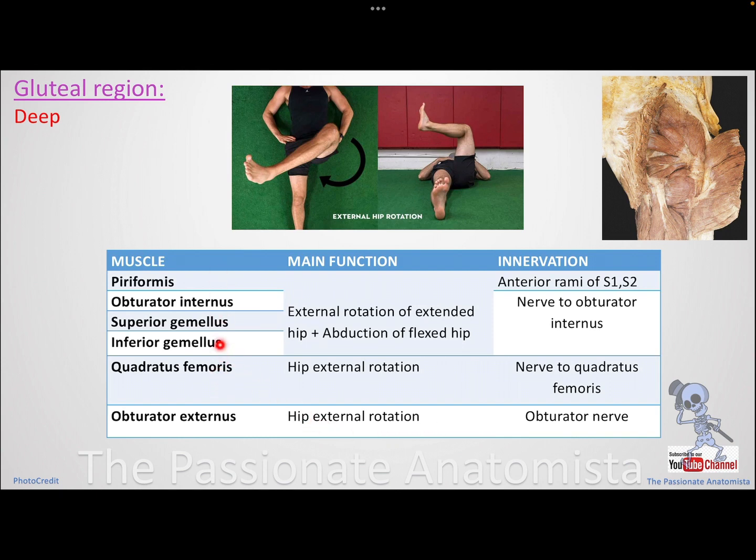Now I want you to understand what is the innervation for those guys. It's very quite simple. Now piriformis is a big boss, so it has its own nerve coming from the anterior rami of S1 and S2.